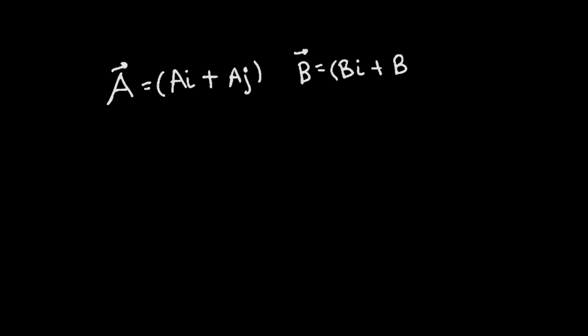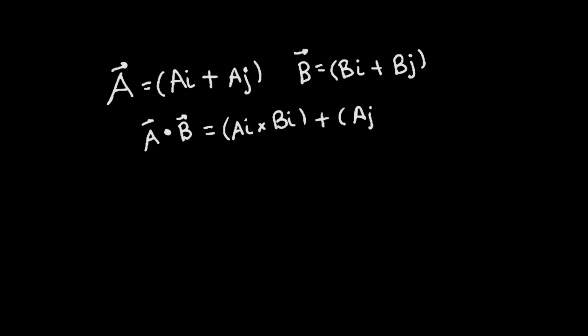So, to get the dot product of these two vectors, for example, we just need to multiply a_i times b_i, plus a_j times b_j. If we're given the vector of force and displacement in terms of unit vectors like these ones, we just need to find the dot product to calculate the work done by that force. Let's look at the following example.